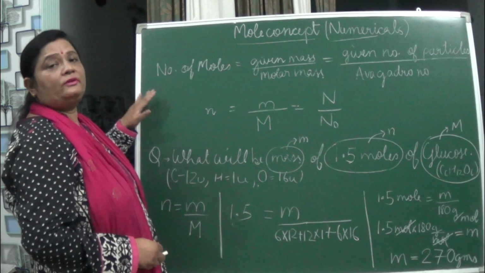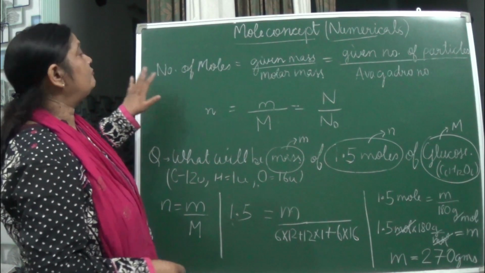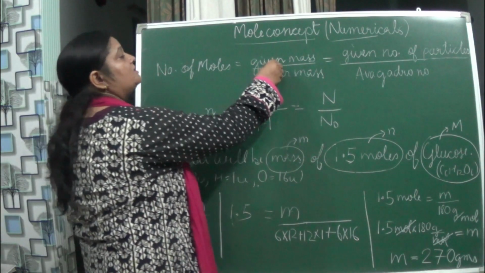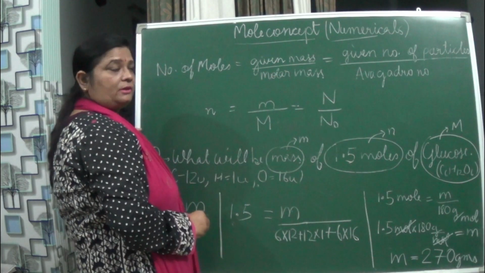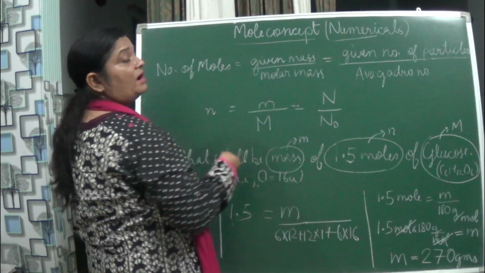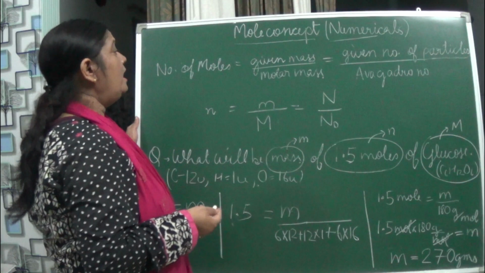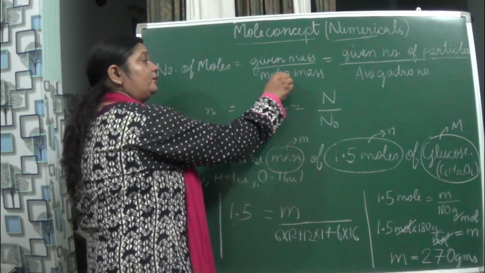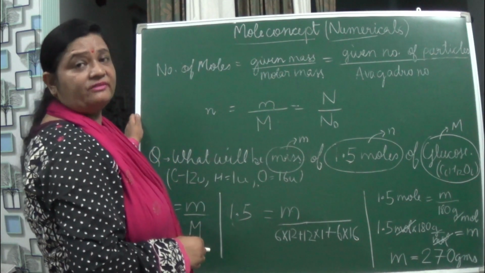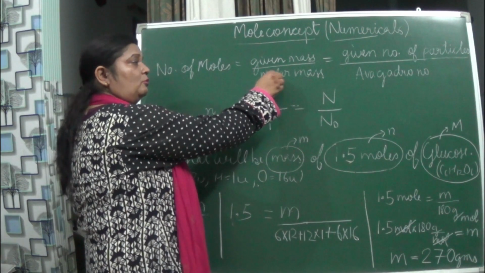How will we calculate the number of moles? Number of moles is equal to given mass upon the molar mass. What is this given mass? The mass which has been provided. And molar mass is what? It is how much 1 mole of the substance weighs. That is the molar mass.